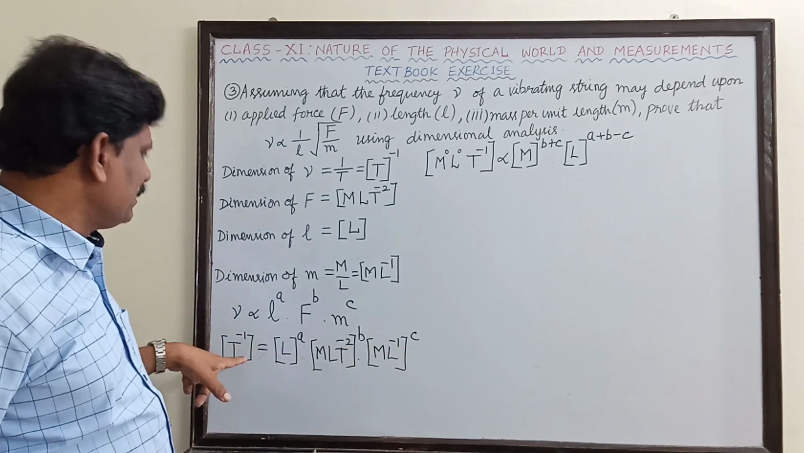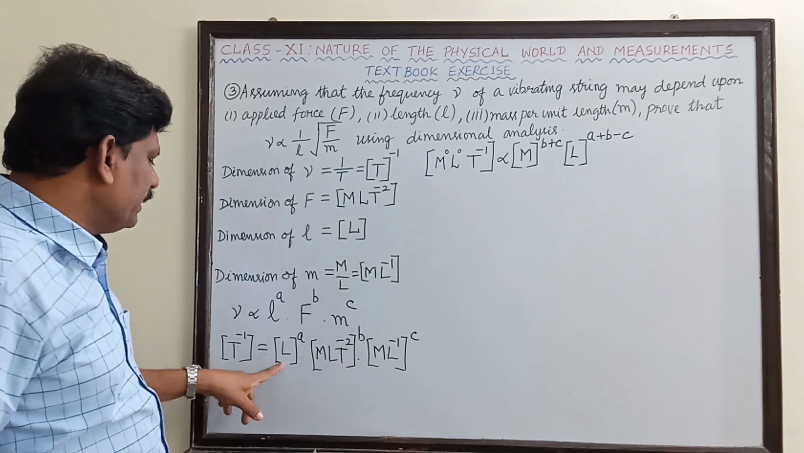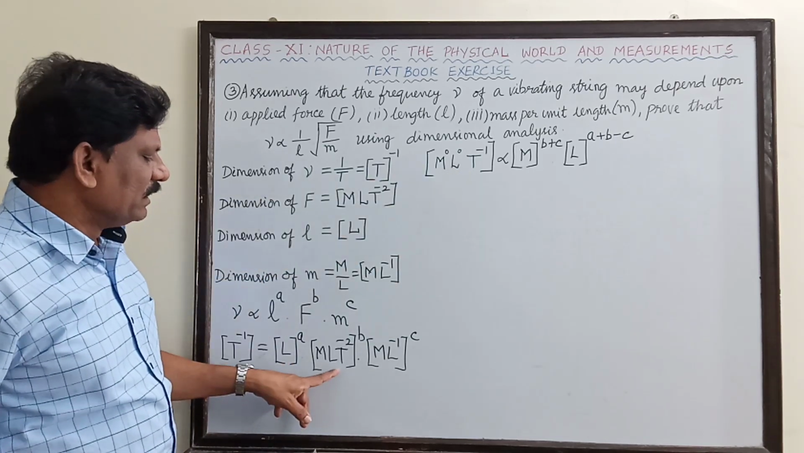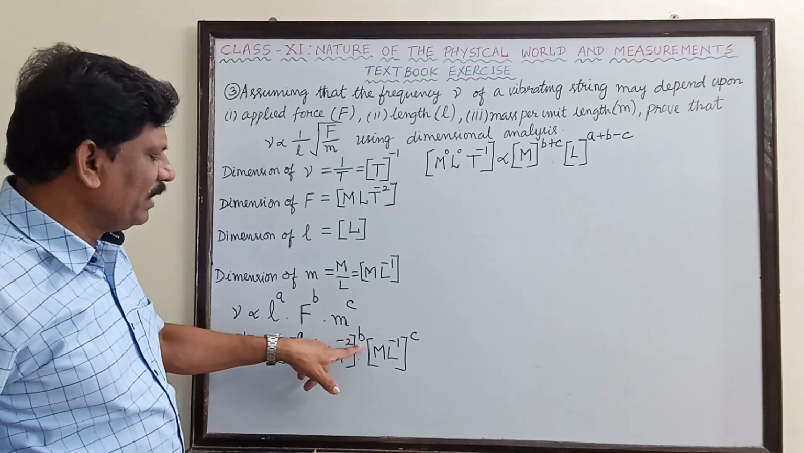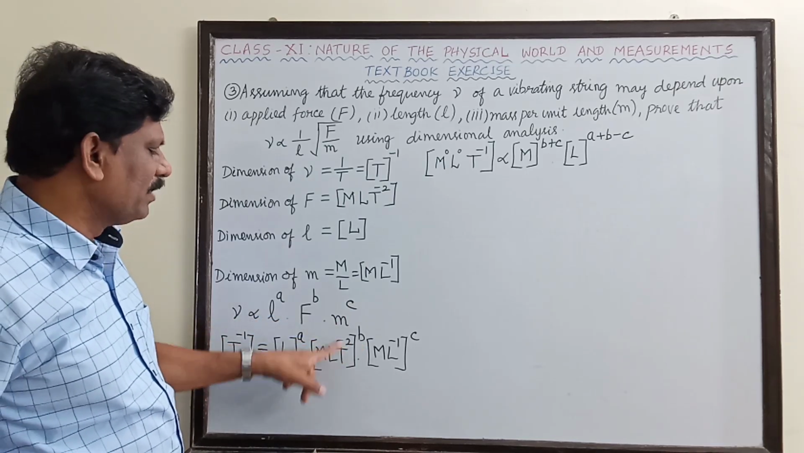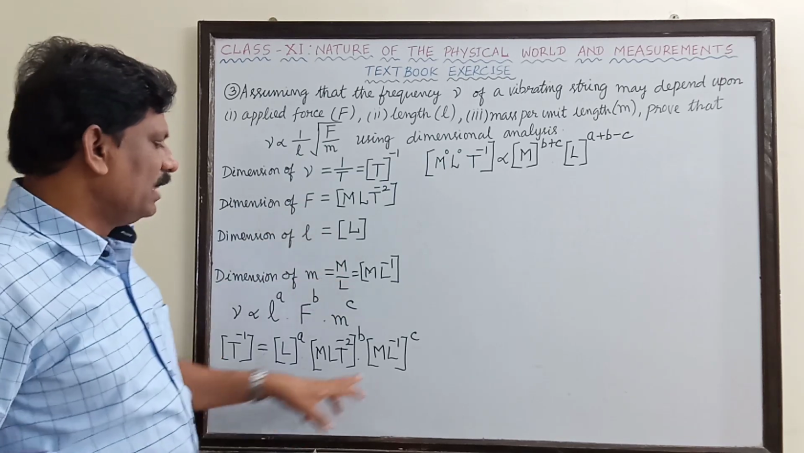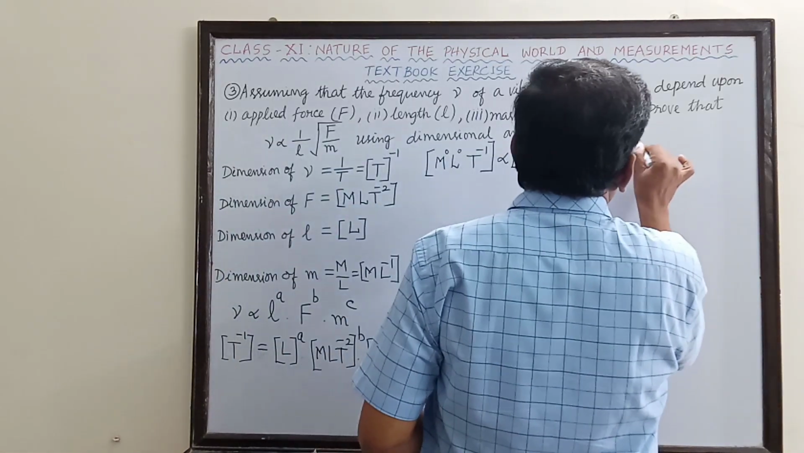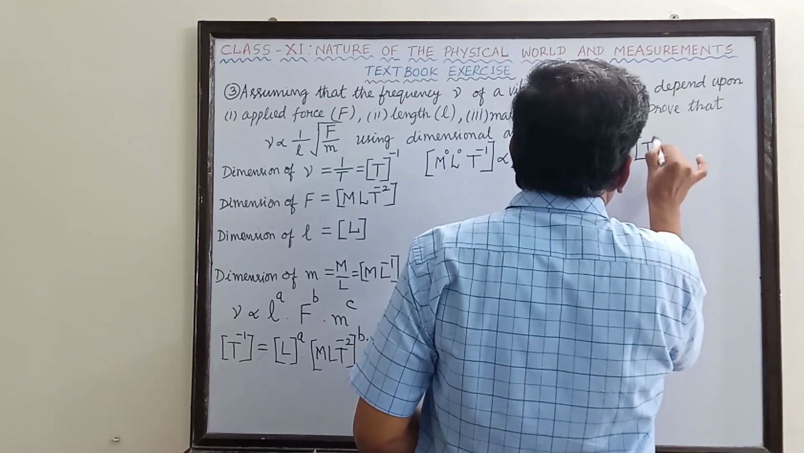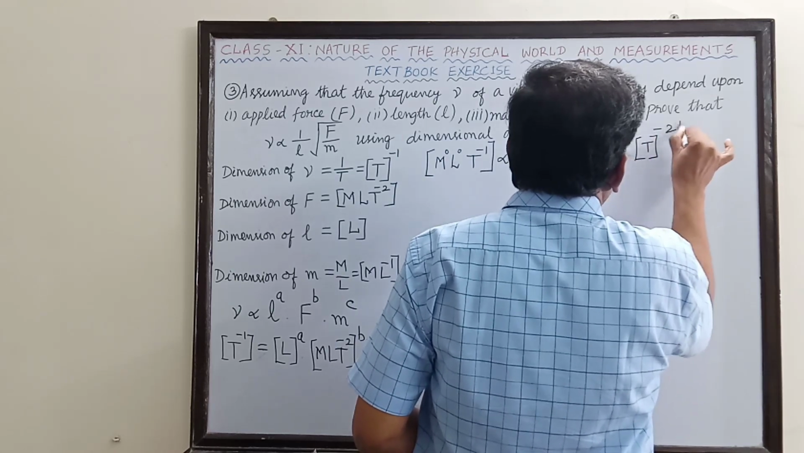The third term is time. So here there is no time factor. Here T raised to the power minus 2, whole power b. So T power minus 2b. And here there is no time factor. So I will write into T raised to the power minus 2b.